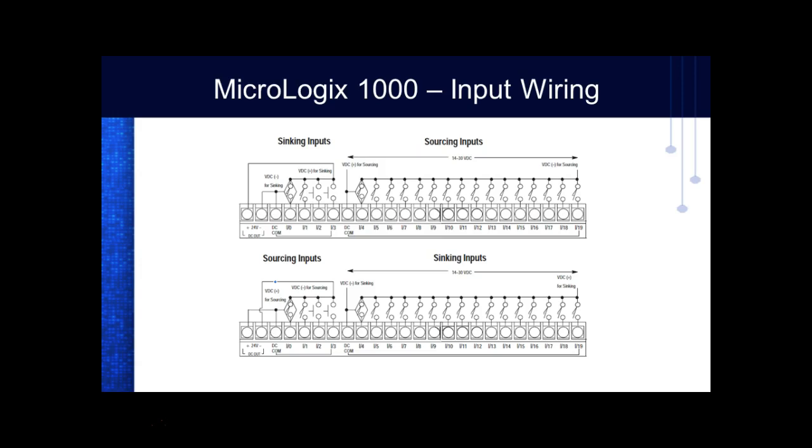So sinking inputs, but here's the positive, and the positive goes, this is my common for the positive, right? You understand that? So this is my positive right here. So my input devices are what? Sourcing. So this guy, when I come up here and set this up, notice what common over here, here's minus, and the minus runs to the DC common on this set. So what we've done is we've configured these inputs to be sourcing, and we've configured the outputs to be sinking.